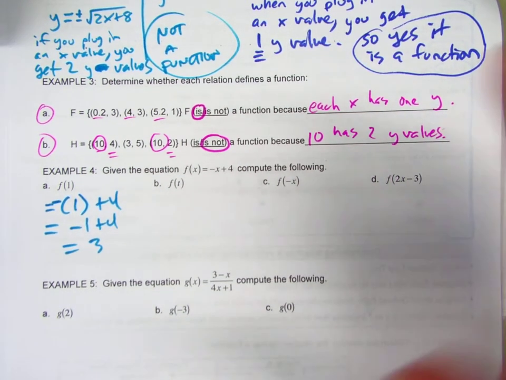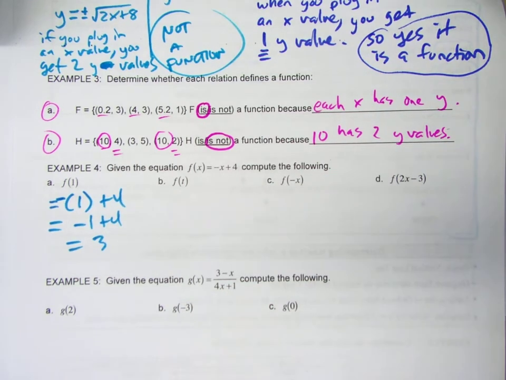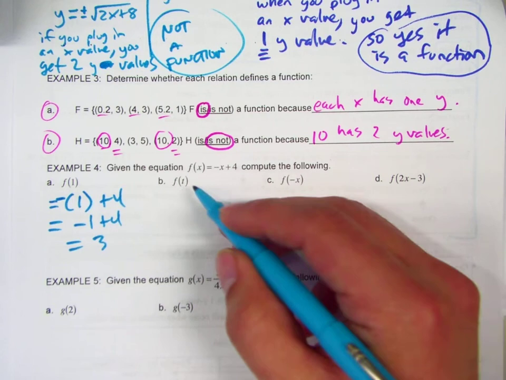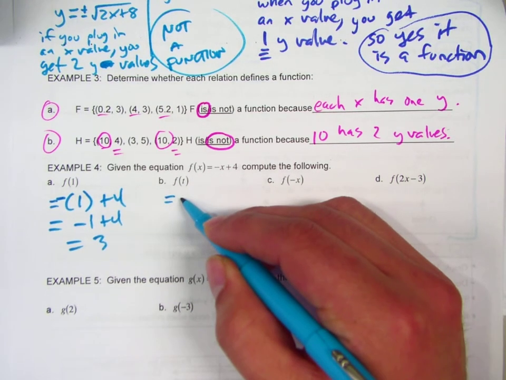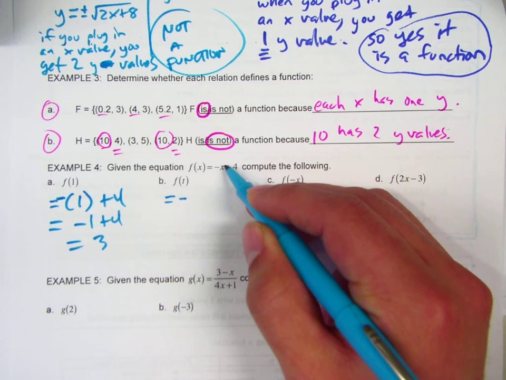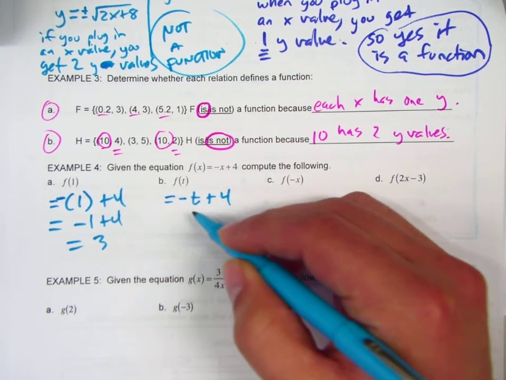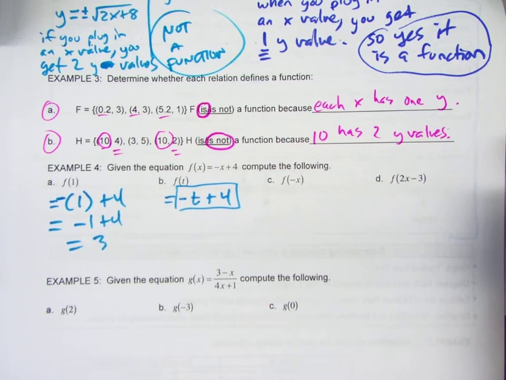Now here's where students start to get a little confused, because with numbers usually they understand you just stick the number in there and figure it out. It works the same no matter what is in the parentheses. So in this case, f of t is going to be the opposite of what? T, whatever that might be, plus 4. And then that's all you do with it, because you don't know what t is, so you just leave it as an equation. Okay?